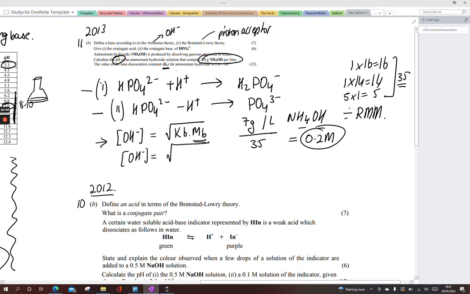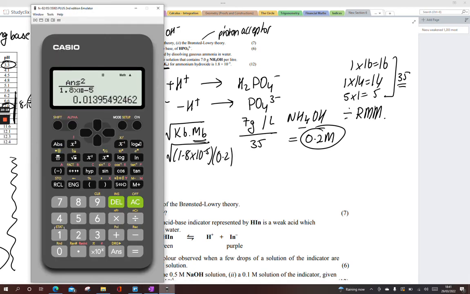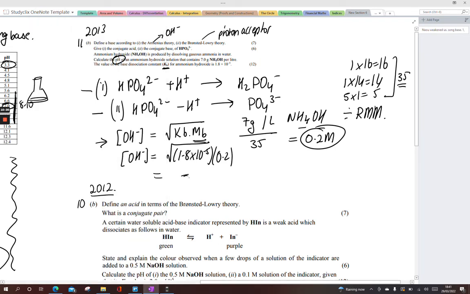Now, hydroxide ion concentration there. It's the square root of 1.8 by 10 to the minus 5, is it? Yeah. Times 0.2. You work that out. And we get 3.6 by 10 to the minus 6. What are you going to do then? Your pOH is minus log to the base 10 of my hydroxide ions.